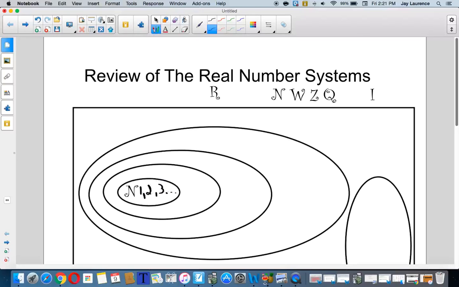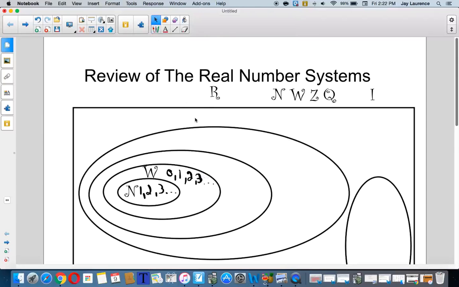All right, and then the next number system, as you recall, was the whole numbers. The whole numbers include all of the natural numbers, but they also include 0. 1, 2, 3, on forever. Still no decimals, no fractions. Okay, the next number system.